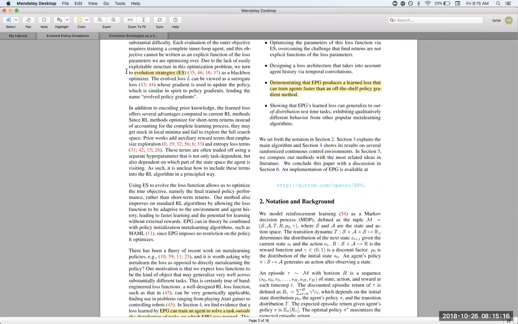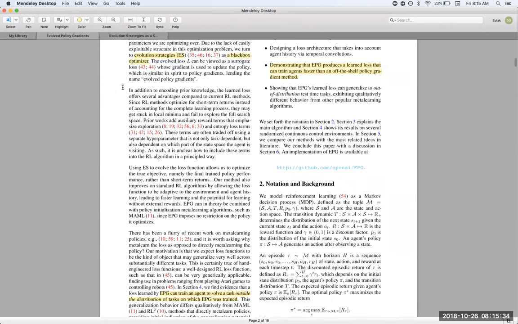And the authors employ evolution strategies to train the loss function as a black box optimizer. You don't know what's going on inside the function. You can only evaluate it. So it's just an input-output. And this evolved loss function can be viewed as a surrogate loss.